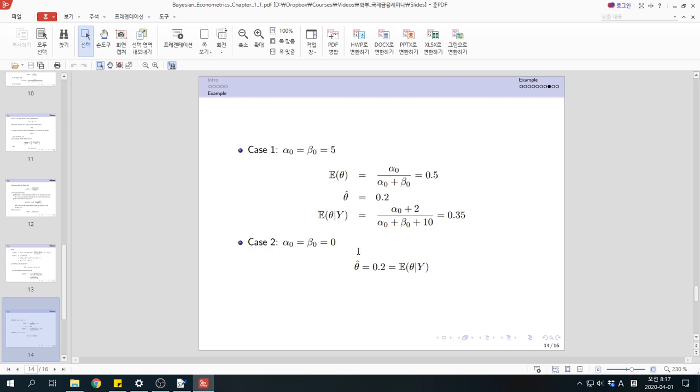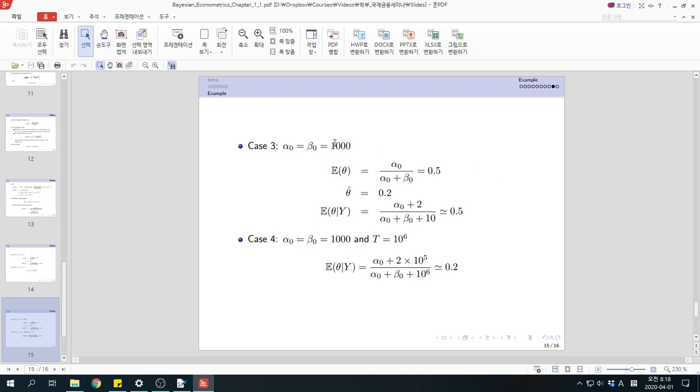Once you have no prior information, then your guess must depend on the information in the data only and nothing else, right? So then alpha 0 and beta 0 are both 0. Then the expectation of theta given y is 2 over 10, 0.2, right? Which is the same as the maximum likelihood estimate. So that means if you don't have prior information, then your posterior mean should be equal to the maximum likelihood estimate.